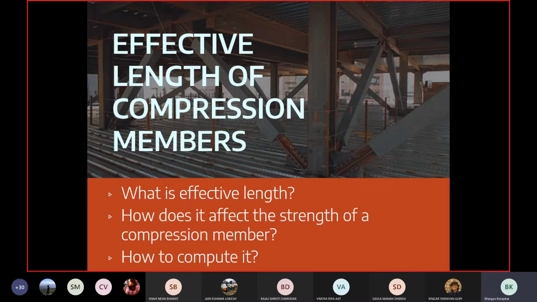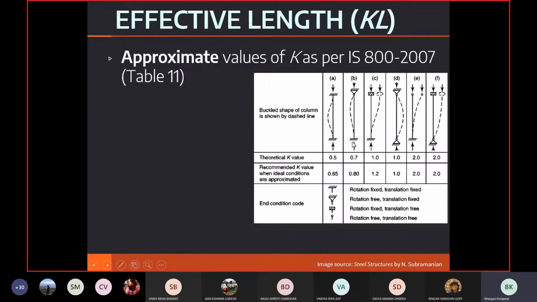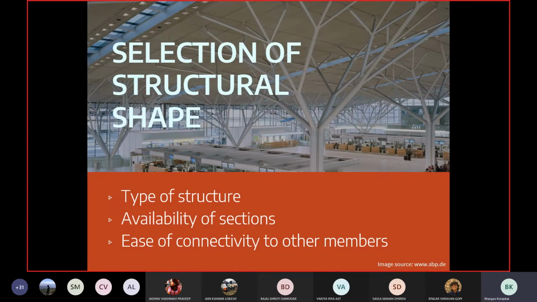Then we also looked at an important concept of effective length. We tried to understand what effective length is, then the effective length factor for various ideal conditions. Then we tried to understand the reason why the values that are recommended by the code are slightly different from the theoretical values, and values in the code are on the higher side, just to make sure that we are reasonably conservative.